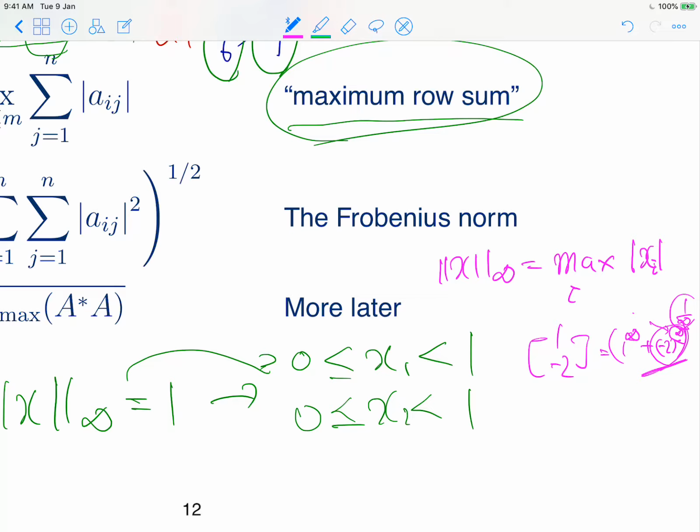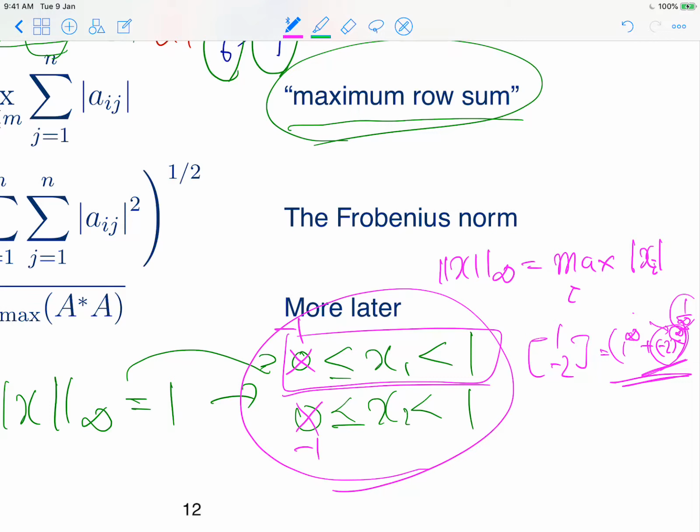Also, a norm should always be greater than or equal to 0, right? So it can never be a negative number. So in this case, if the L infinity norm of a vector is 1, then this is not actually true. In order to make it true, those two values should be -1, right?